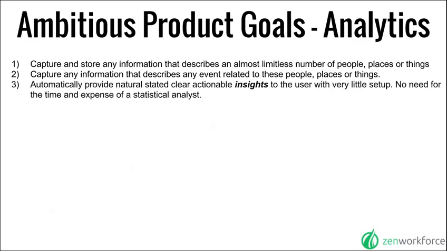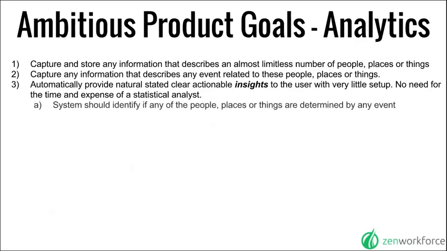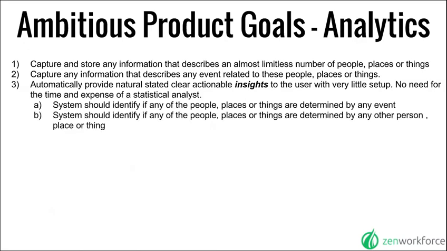The system to generate those insights would have to identify if any of the people, places, or things are determined by an event. So is number 1 determining the event, number 2 above. And let's go on to the next one. The system should identify if the people, places, or things in number 1 are determining other people, places, and things. The system in number 2 should determine if any of those events are determining other events.